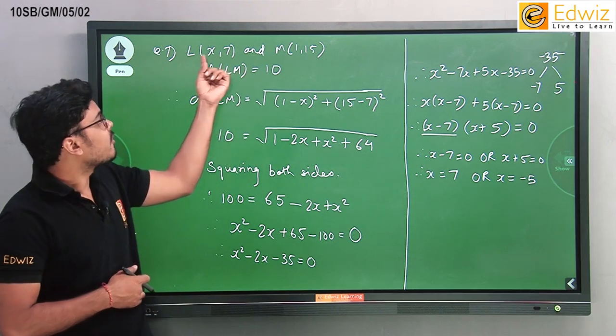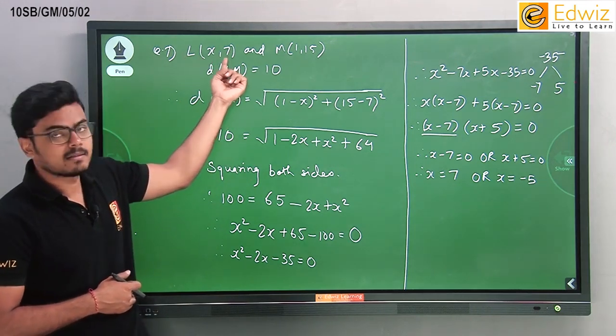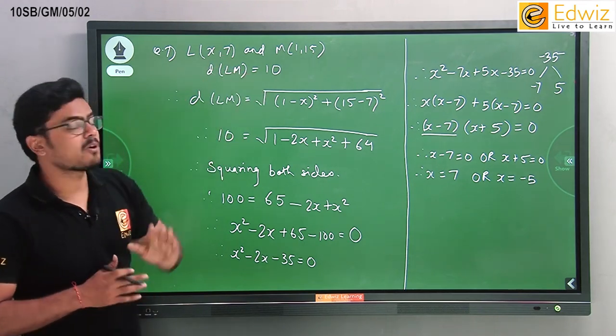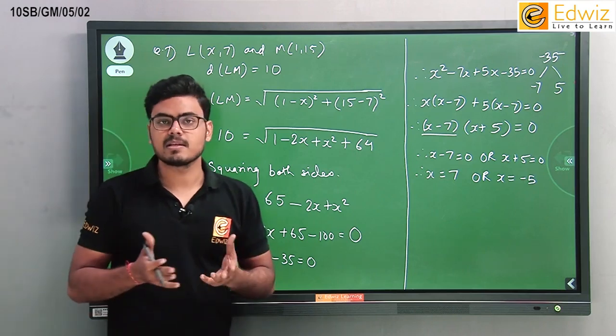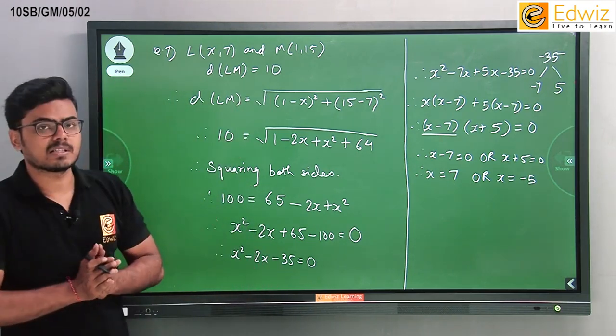ठीक है, the value of x in L and M can be 7,7. L का वैल्यू 7,7 हो सकता है या फिर -5,7 हो सकता है. दोनों के लिए the distance is same, that is 10 units. Okay, so this is the solution for question number 7.